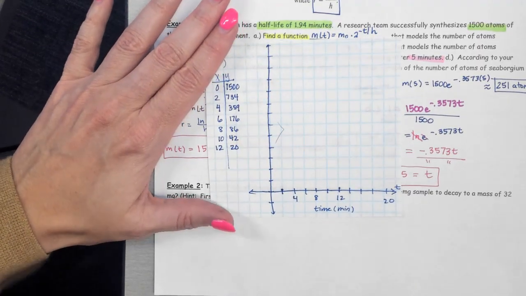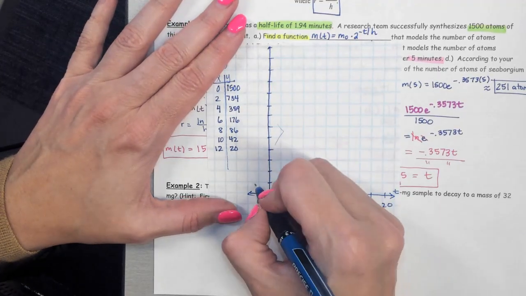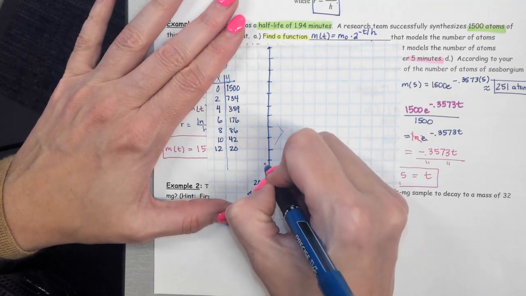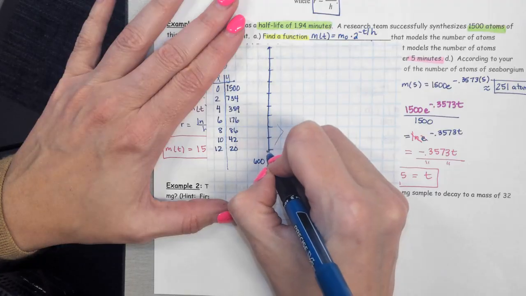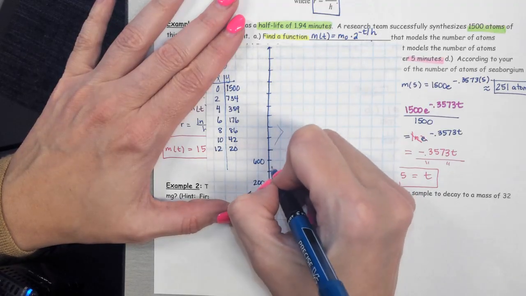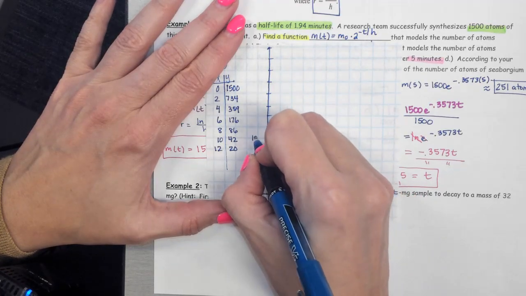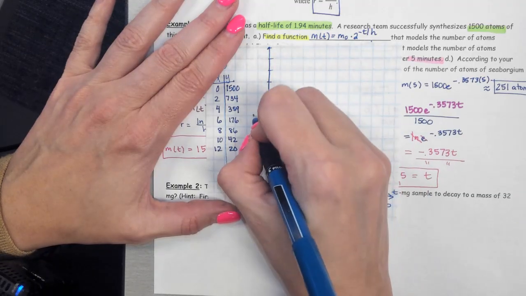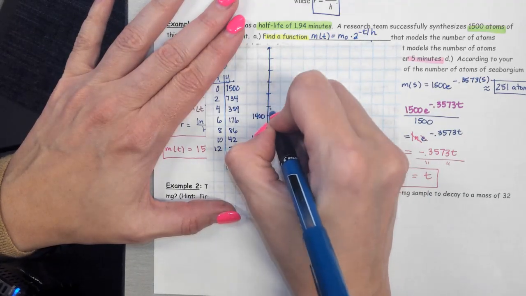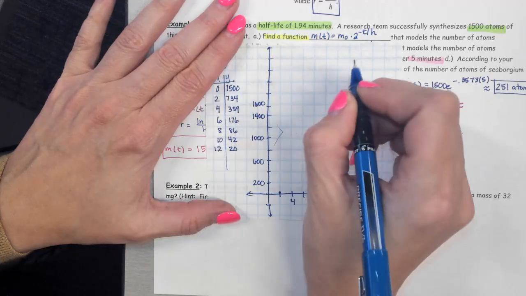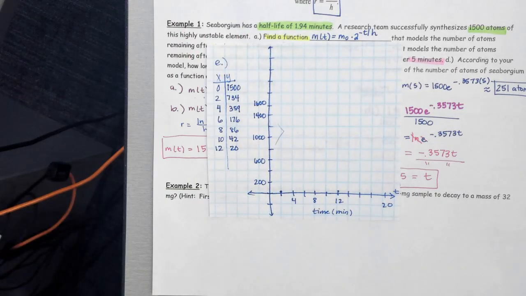Okay, and again, if you can fit the 100s on there, feel free. So 200, 400, 600, 800, 1,000, 1,200, 1,400, 1,600. It's not going to be more than that.